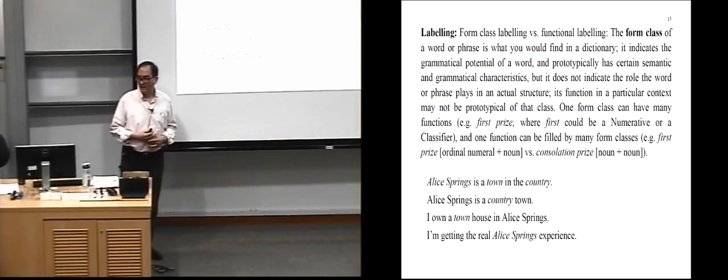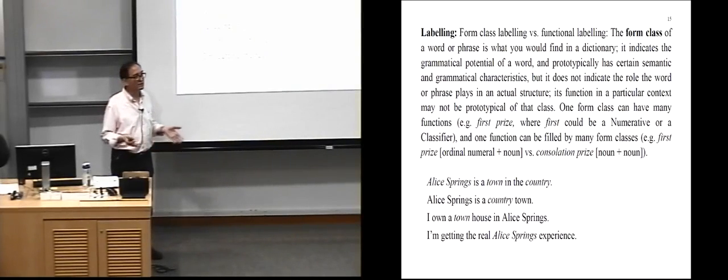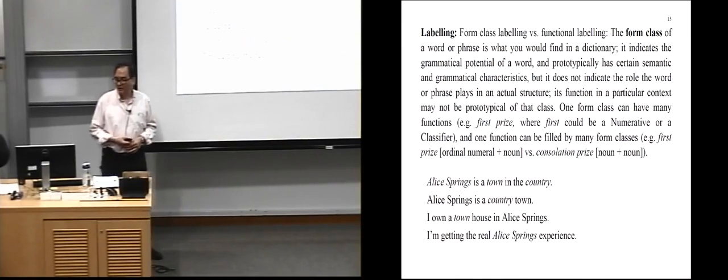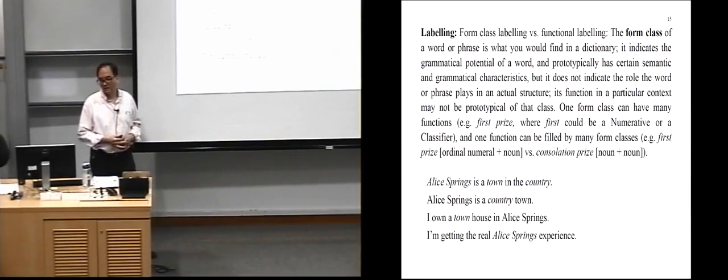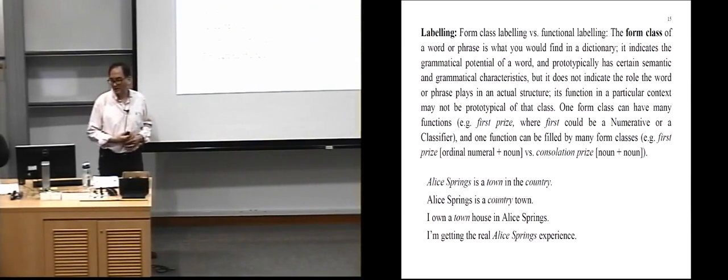And that's like the dictionary information, the kind of information you find about a word in the dictionary. The problem with that is that it doesn't actually tell you what the word is doing in a particular context. So if you say Alice Springs is a town in the country, Alice Springs is a noun there, town is a noun, country is a noun. But when you say Alice Springs is a country town, then country is not really working as a noun there. It's more like an adjectival type of meaning, a modificational meaning. It's not referring to a place.